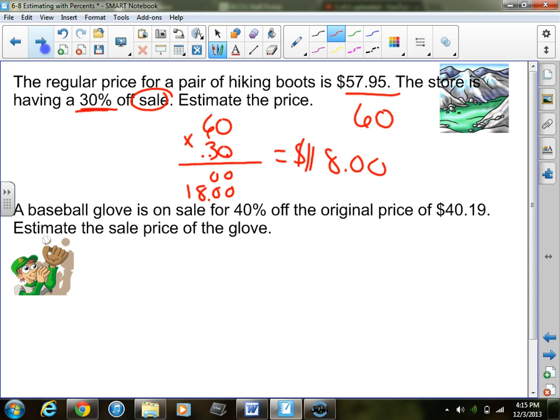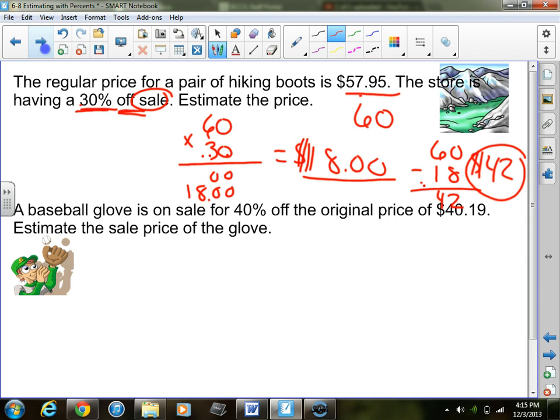Now, does that mean, yay, the boots are only $18? No. It means it's $18 off the sale price. That means I need to subtract this from my cost. So 60 minus 18 is going to equal 42. So therefore, the estimated cost is going to be $42. That's the estimated cost. Once again, I found 30% of the cost. Then I subtract that from the total cost.